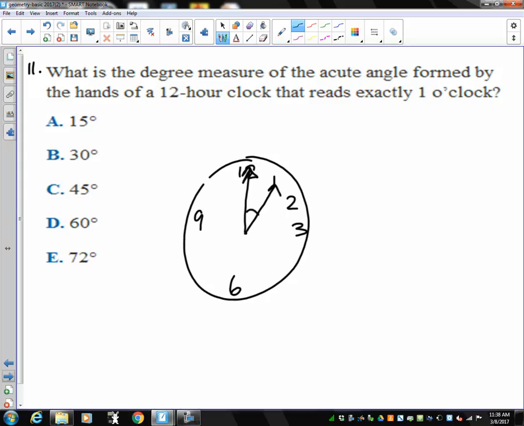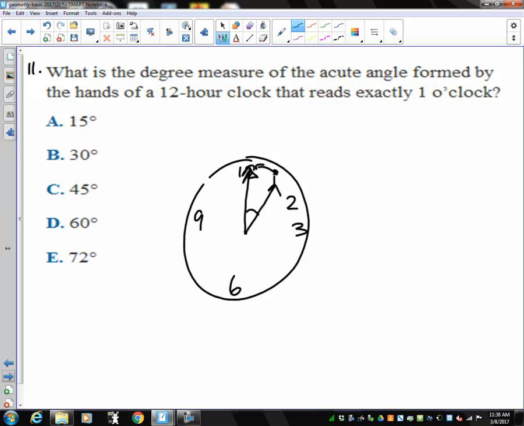Okay, so here's what we're going to use. We have a clock, and this is obviously circular. If I go all the way around that clock, that would be 360 degrees. Now, however, I'm only going this much. So that's only 1/12 there. That's one way to look at that.